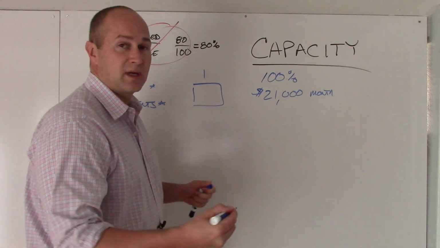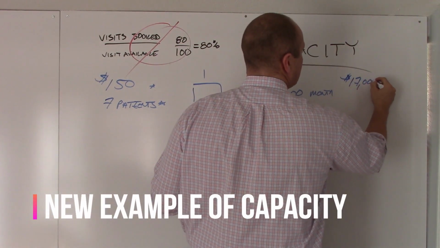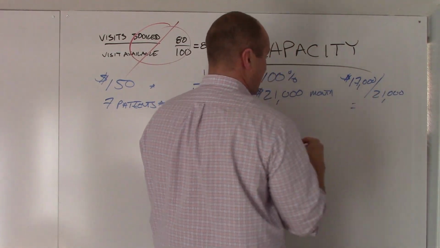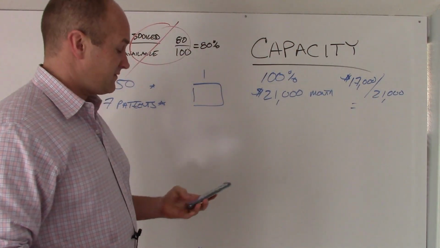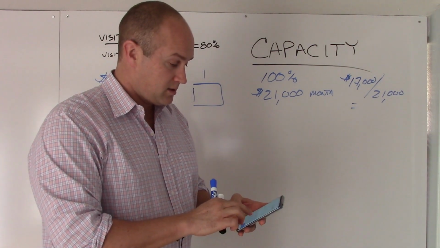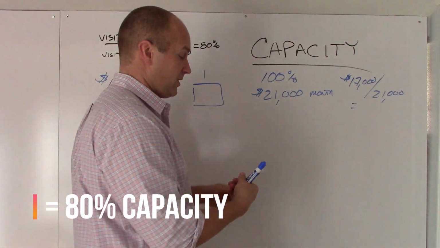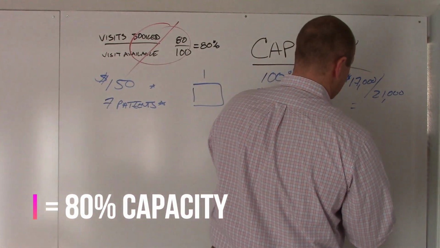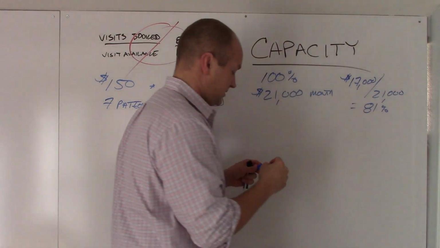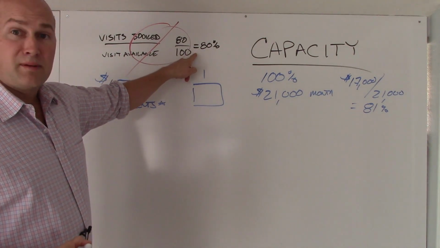So for example, say I had $17,000 in sales out of 21, that's my actual capacity. If I have $17,000 in sales in 1 month, divide that by my total capacity, I'm at 80.9, so that's 81% capacity. I still have some room to grow. 81% capacity right there. That's how you really calculate capacity, not off of just patient visits.